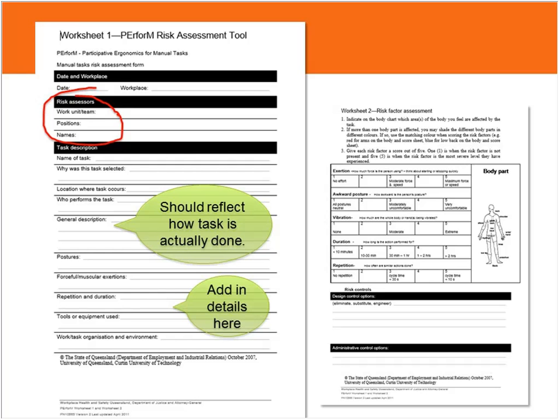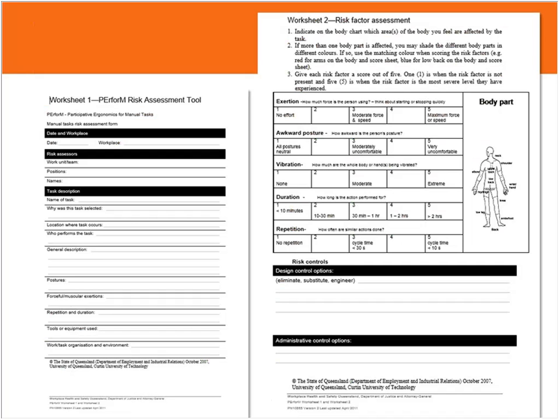Look at how long the shifts go for, when workers' breaks are being taken. Think about whether controls have been implemented previously. All that kind of information is really useful to go into Worksheet 1. It gives you a good background to base your assessment on. Now let's have a look at Worksheet 2. This is, I think, the more fun part of the Perform Risk Assessment.